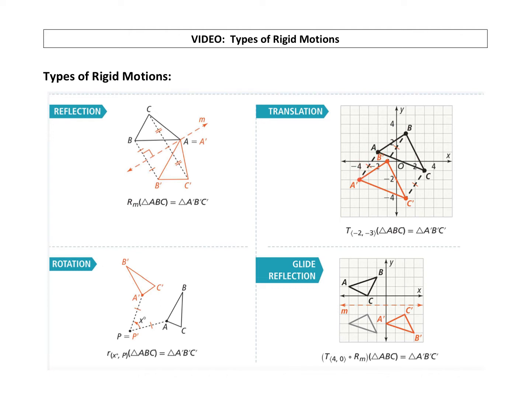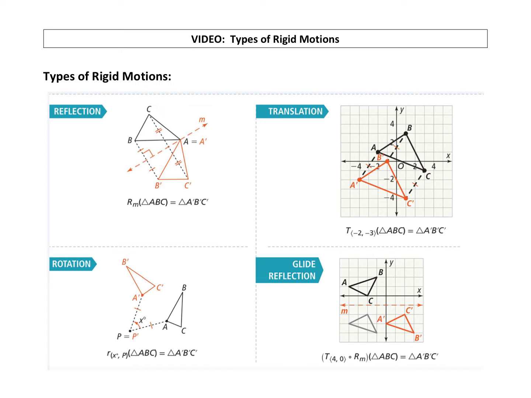So our notation for that, capital T stands for translation. And then it almost looks like an ordered pair with pointed parentheses. The first number you see is your horizontal translation. So because it's a negative, that tells us take your pre-image and go 2 units to the left. The second number is your vertical translation. So because that's a -3, we would go 3 units down. If those numbers were positive, you would translate to the right and up for positive values.